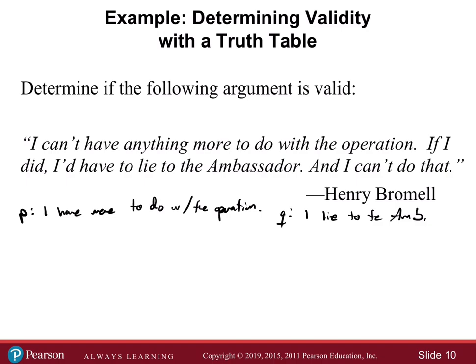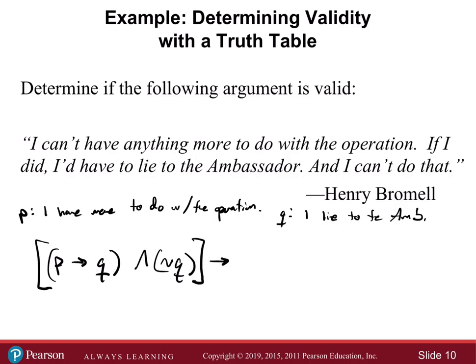So again, I think they started with the conclusion here. I can't have anything, right? If I had more to do with the operation, so they're going to have what? P implies Q. We're doing the truth table. P implies Q. All right. And we can't lie to the ambassador. So P implies Q and not Q. So then the conclusion of this is not P.